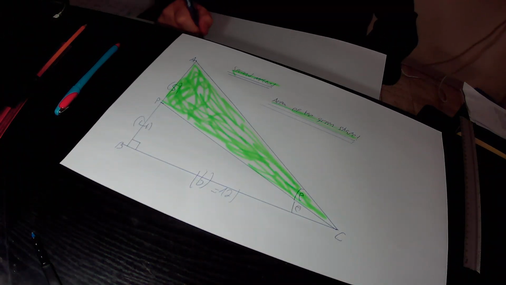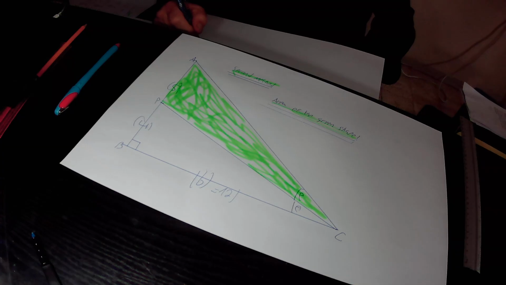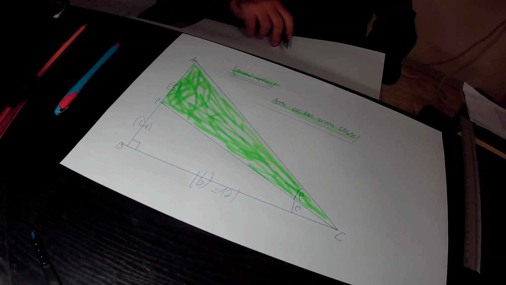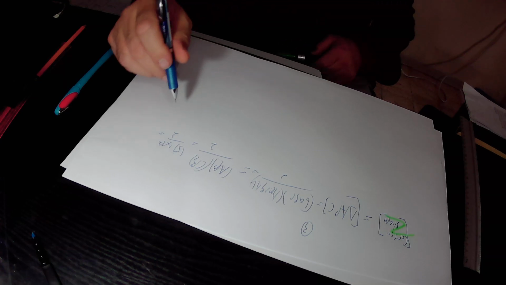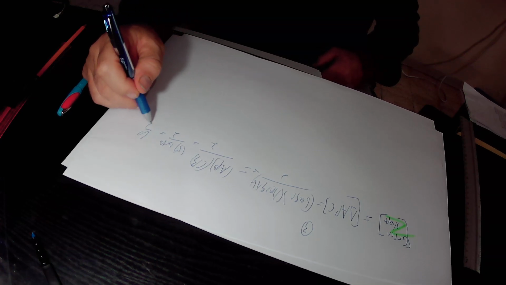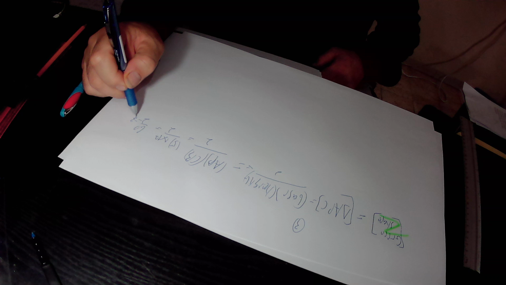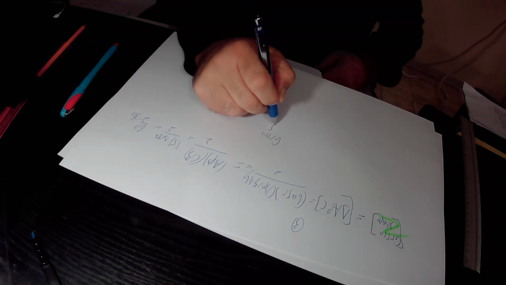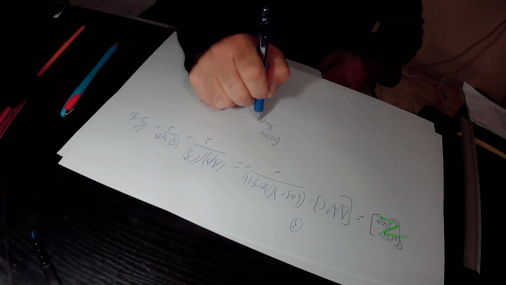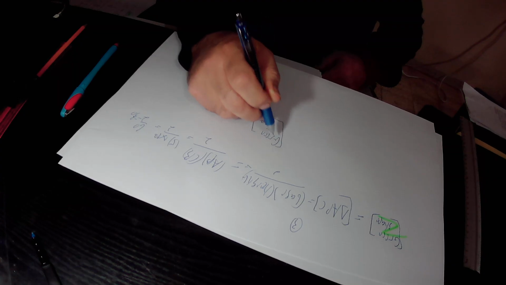AP is 5 times CB. CB is 12, over 2. So in total, you found that the area of the green shape according to the second method equals 5 times 12 is 60. 60 over 2 is 30. The area of the green shape according to the second method equals 30 square units in size.